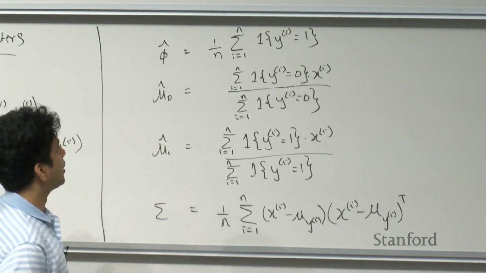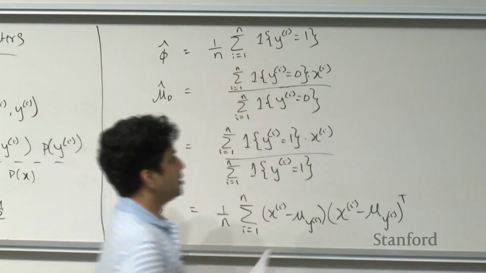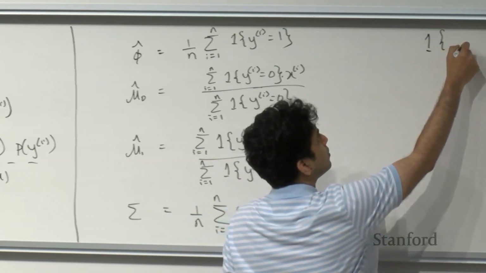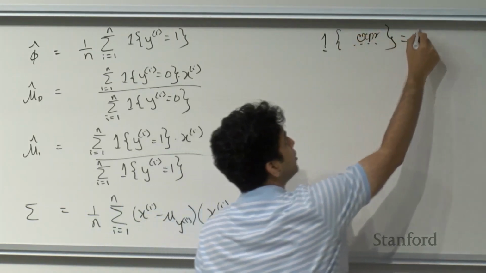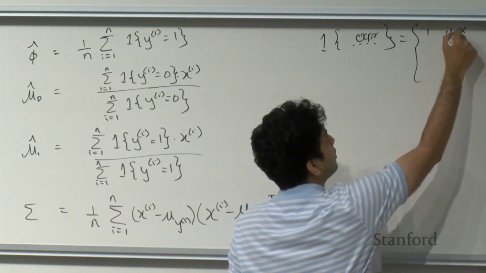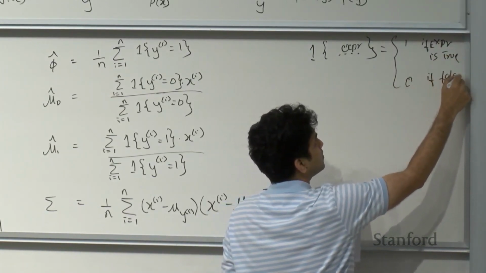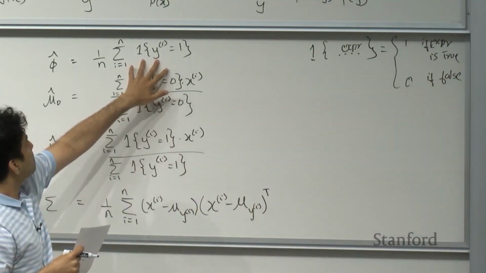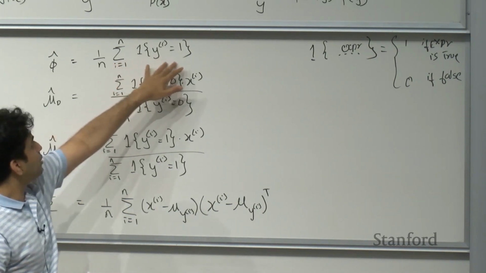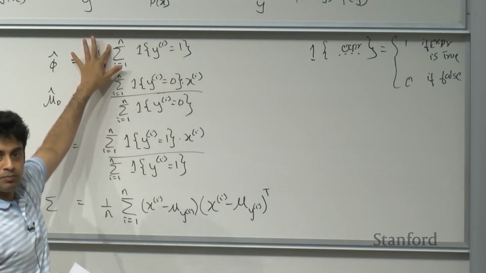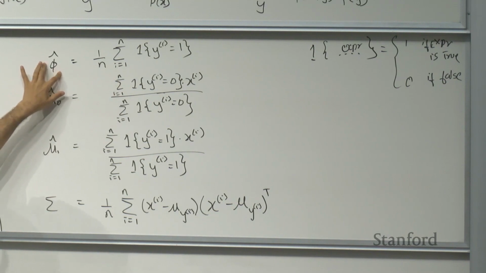So let's go deeper into what each of these terms mean. Over here, we are using this notation: supposing there's some expression here, this is equal to 1 if the expression is true, and 0 if it's false. So y_i is 1 for a few examples, 0 for a few other examples. Here we are counting the number of examples for which y_i equals 1 and dividing it by n. So what fraction of your examples are labeled 1 is what phi hat will evaluate to.